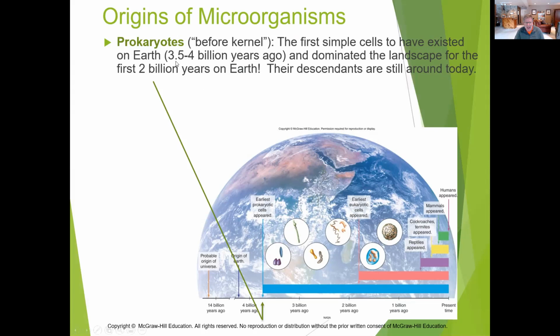In fact, we can go back in the fossil record and find evidence of prokaryotic cells that existed on Earth 4 billion years ago. And some of these descendants of those early prokaryotes are still around today, which is sort of interesting. So they've been on Earth for a heck of a long time. And this schematic here at the bottom of the slide, I think does a really nice job giving us a sense of a timetable.